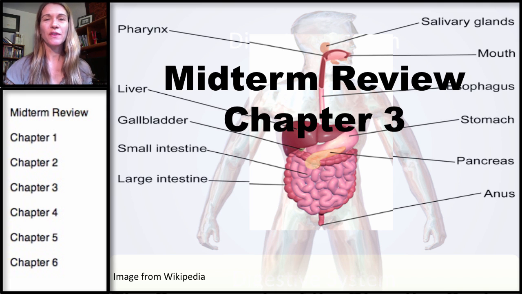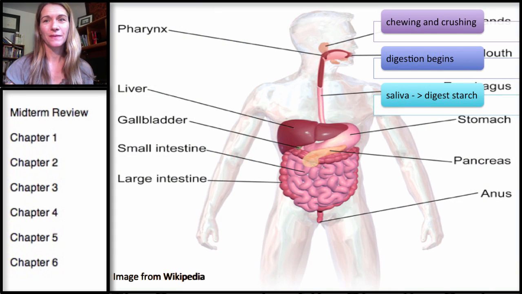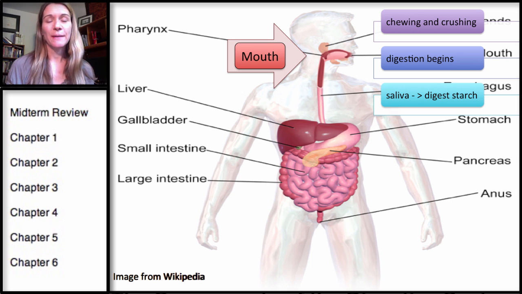On to Chapter 3 for the midterm review. The key aspects of Chapter 3 that I want you to know are the mechanical and chemical functions of the digestive tract. And let's start with the mouth.